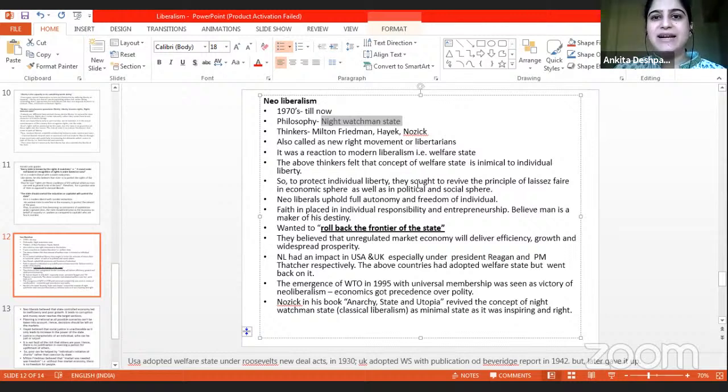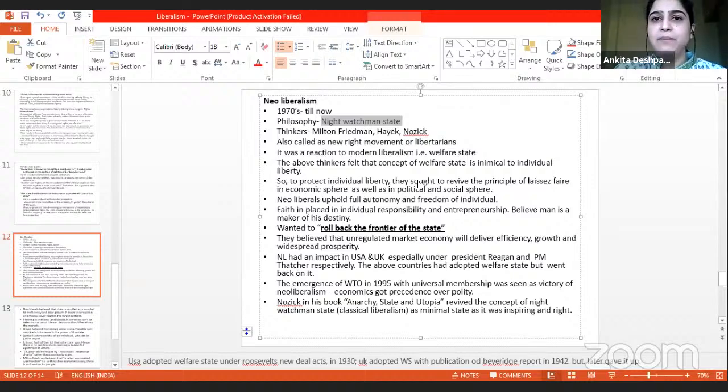The state is only a night watchman; only defense and protection is the state's work. Otherwise, full autonomy is given to the individual. Family, religion, church, morality, nothing matters to him. Man is a maker of his own destiny. Laissez-faire, open market, compete. Whoever is successful, the profit is yours. Whoever is a failure, the failure is yours. Same concept as classical liberalism, but the only difference is absolute autonomy to the individual.